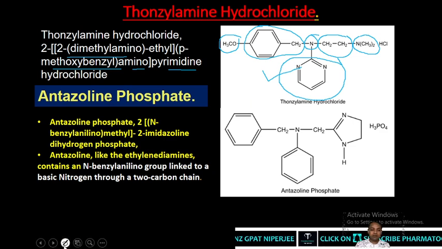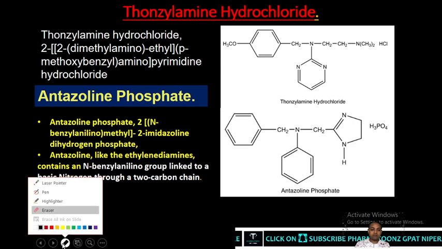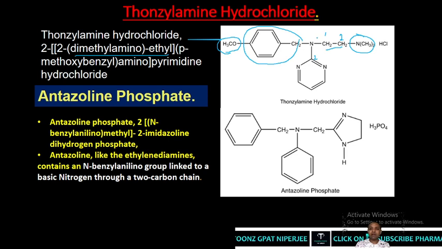So again I am repeating, let us start with the 2. This is the 1 and second position, that's why here it is 2. Again 1 and 2 position, 2-dimethylamino ethyl. Para position methoxy group, para methoxy benzyl, this whole is a benzyl. Then last is amino, and this ring is called pyrimidine. So the pyrimidine ring is present in thonzylamine.